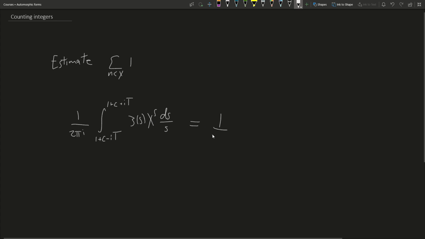So this is 1 over 2 pi i, the integral from 1 plus epsilon minus it to 1 plus epsilon plus it of the sum n from 1 to infinity of 1 over n to the s, x to the s, ds over s. And so this Dirichlet coefficient 1, that's the thing that we are summing over here.